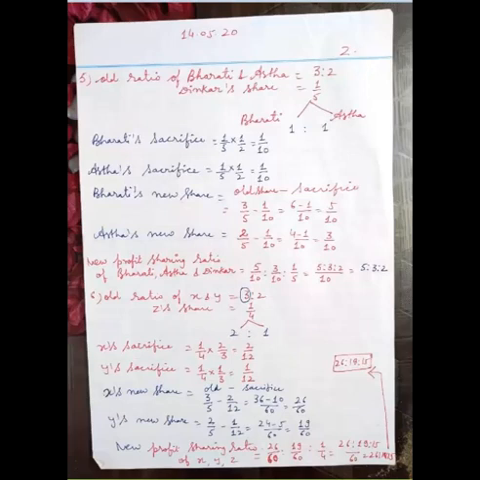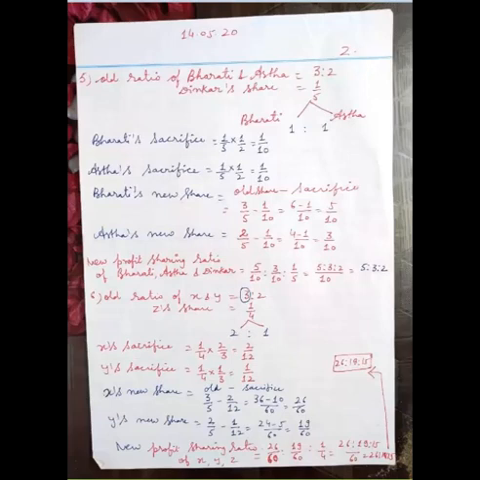And Astha's new share is old share minus sacrifice: 2/5 minus 1/10 is equal to 3/10. So the new profit sharing ratio of Bharti, Astha and Dinkar is 5/10, 3/10, 1/5. If you take LCM, that is 10. If you solve it, you will get 5:3:2.